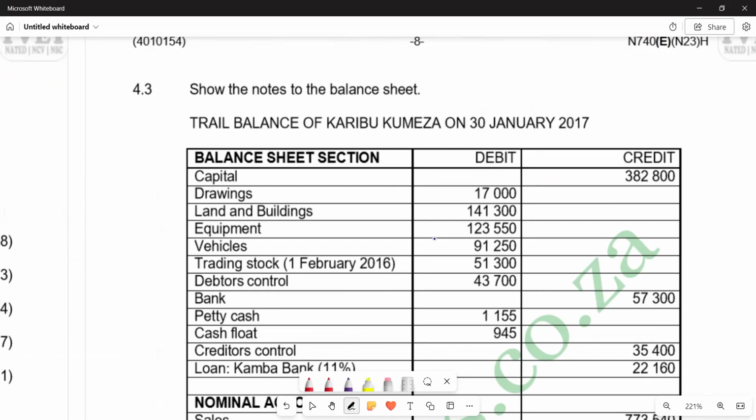We have got land and buildings here. We have got equipment. We have got vehicles. So we have got land and buildings 141,300. Equipment, we have 123,550, and then we have got vehicles 91,250. So we can just go and list them in the property, plant, and vehicle note.